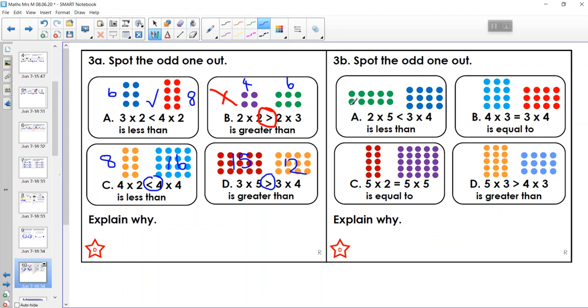Okay, how did you get on? 2 times 5 is 10 and 3 times 4 is 12. 10 is less than 12, that is correct. 3 times 4 is 12 and 3 times 4 is 12, that is correct. 5 times 2 is 10 and 5 times 5 is 25, that's not correct. Just check this one. 5 times 3 is 15 and 4 times 3 is 12. 15 is greater than 12, that is correct. So C was the odd one out because it was incorrect.